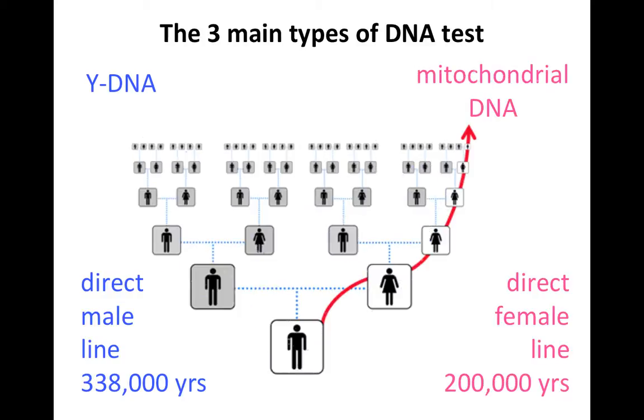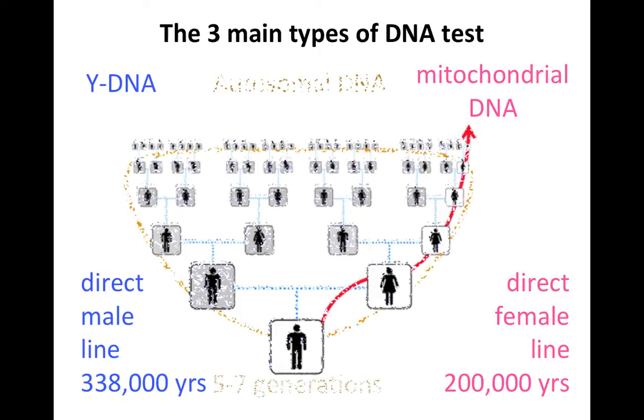The second type of DNA is mitochondrial DNA, and this is passed on from mothers to all of their children, both boys and girls, but only the girls can pass it on to their children. So when it gets passed on to men and to boys, it stops at that point and doesn't get passed down any further, but it will be passed on by the daughters to their children. So testing your mitochondrial DNA will take you back along your mother's mother's mother's line, and both the Y-DNA and the mitochondrial DNA can go back thousands of years.